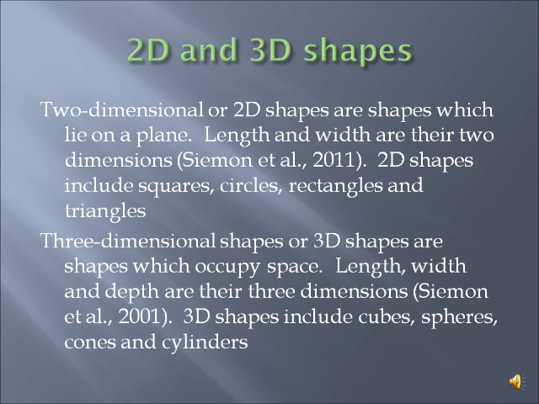Two-dimensional or 2D shapes can be described as shapes which lie on a plane. Their two dimensions are their length and their width. 2D shapes include squares, circles, rectangles and triangles.